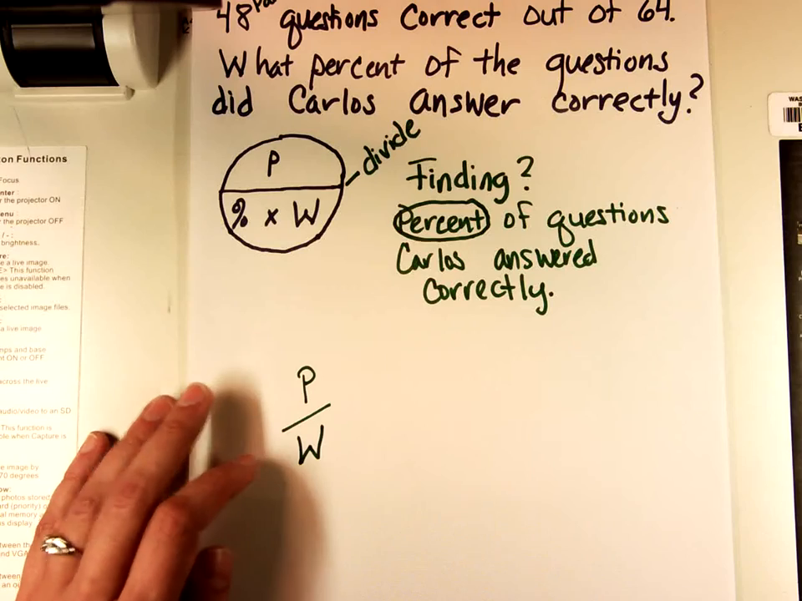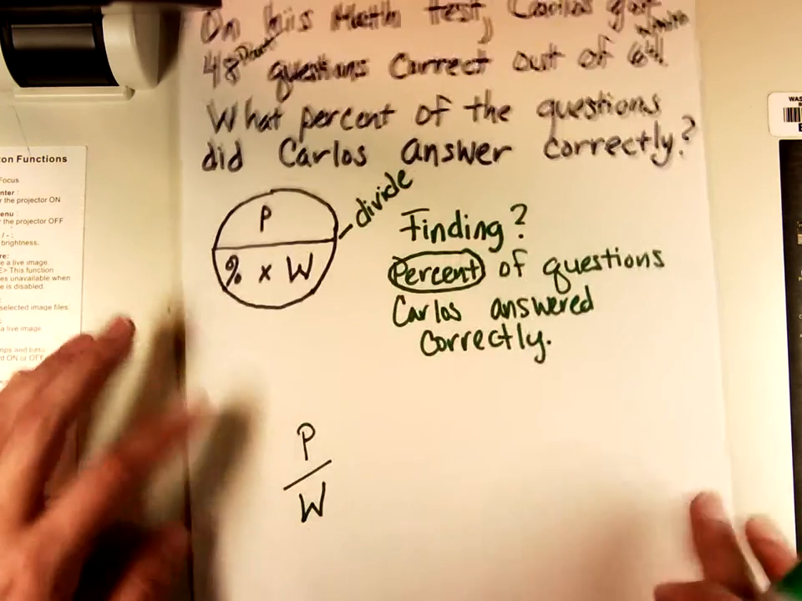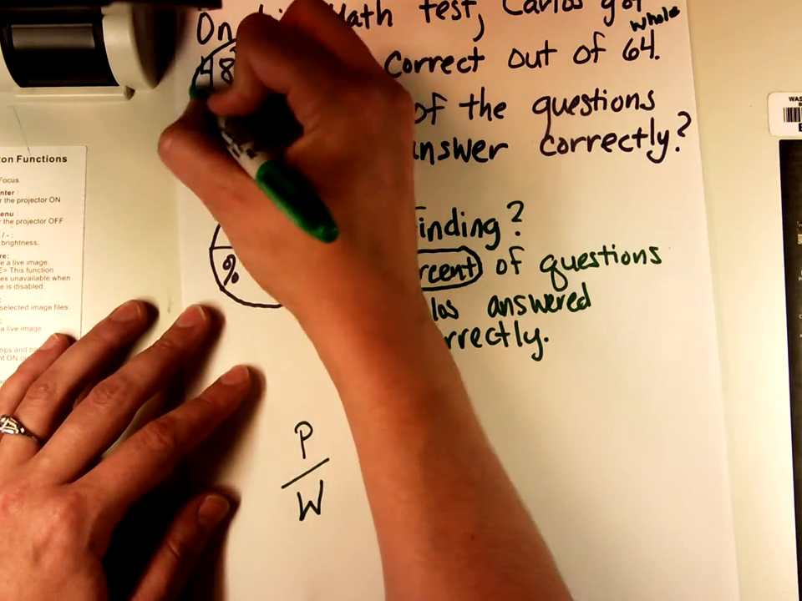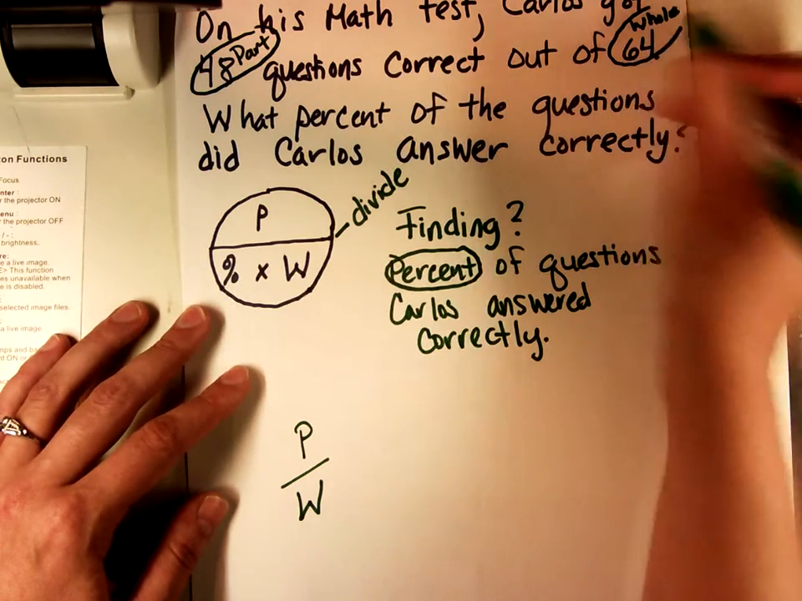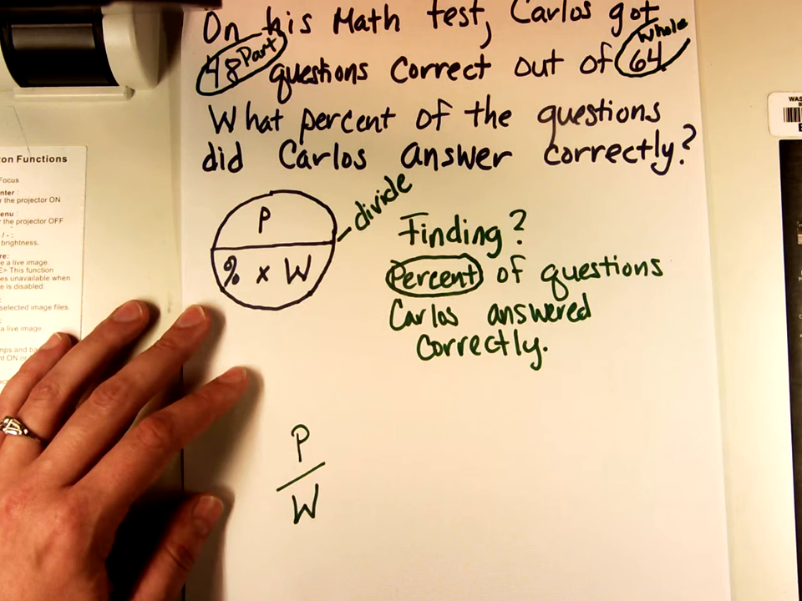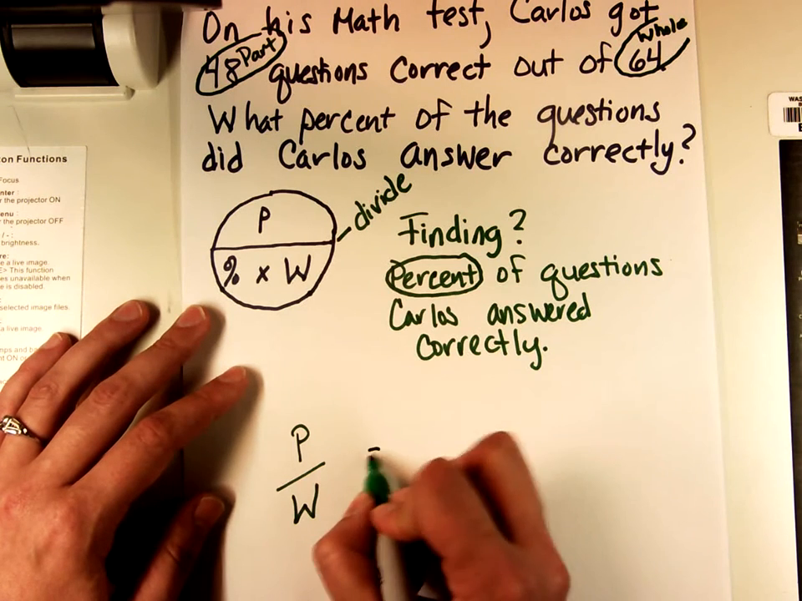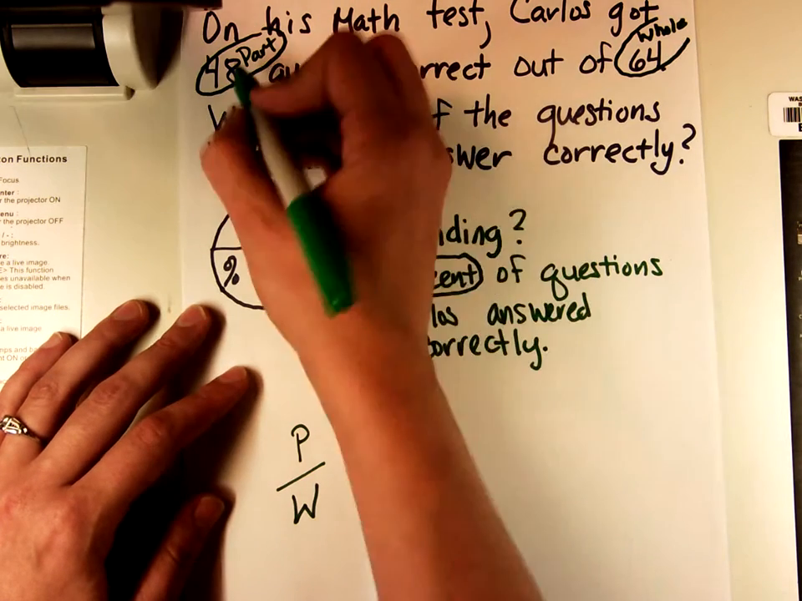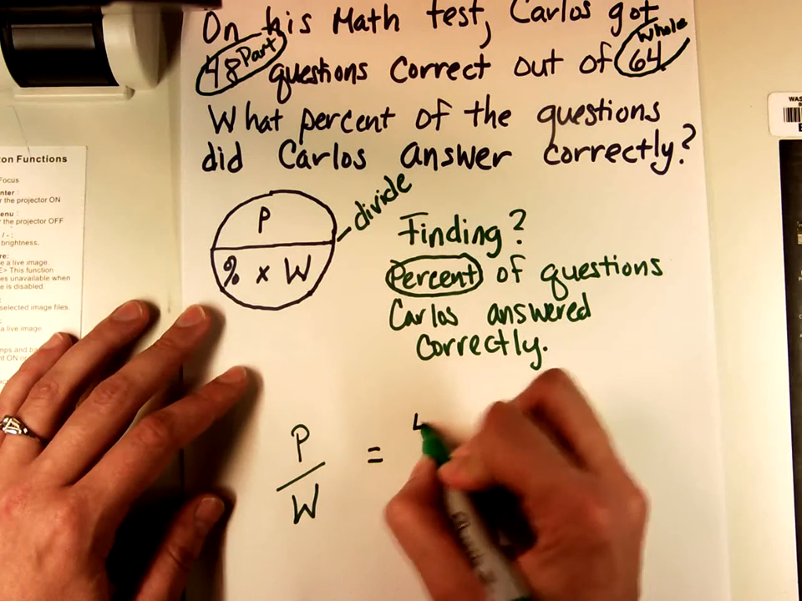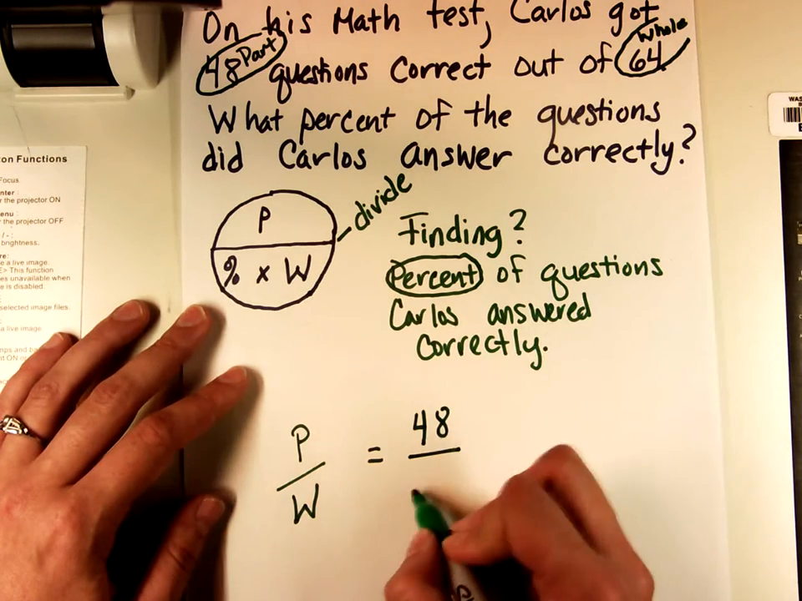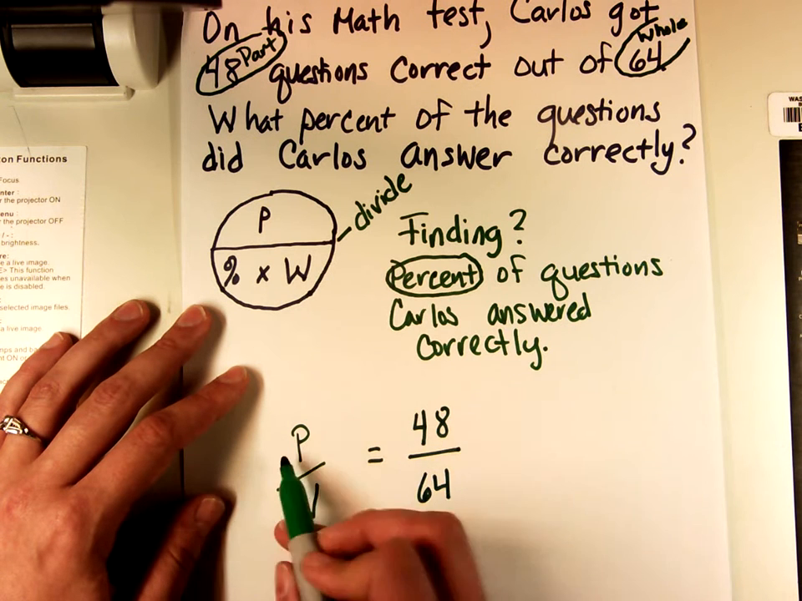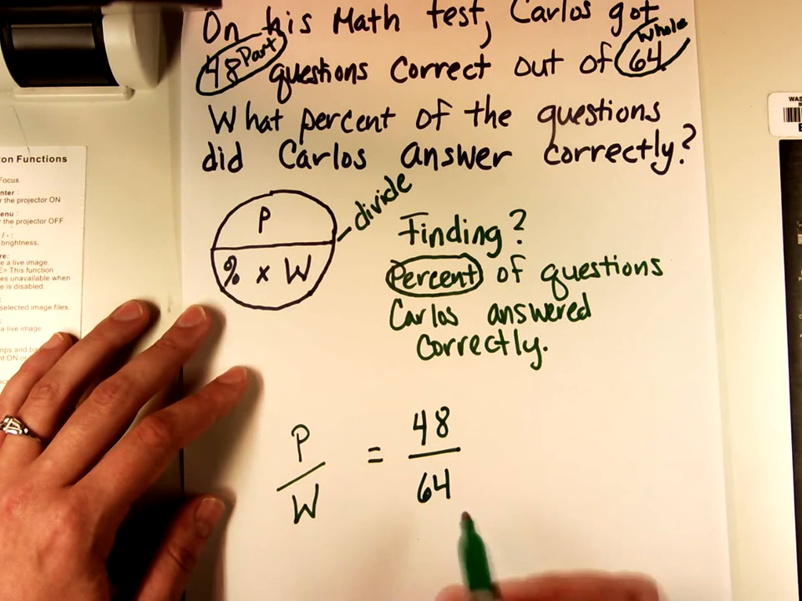So let me go ahead and translate that into what we have in our problem. Here's my part, here is my whole. Okay, so the part's going to go on top, and it's right here. He got 48 questions correct out of the whole, which is 64. So here I've taken the part, which is 48, divided by the whole, which is 64.